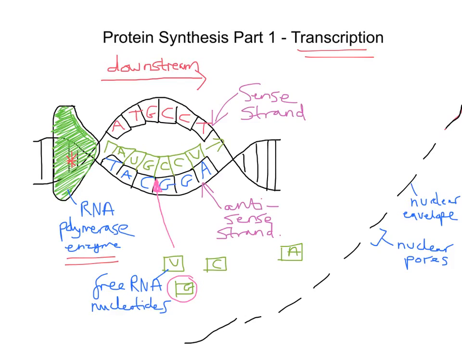RNA polymerase forms covalent bonds between the nucleotides to form a messenger RNA strand. So this is a strand, you can see these green RNA nucleotides, they're covalently bonded, thanks to the RNA polymerase. And we call this a messenger molecule because it's going to carry our message if you like. So what we're producing ultimately is an mRNA strand. So that's the key thing here.